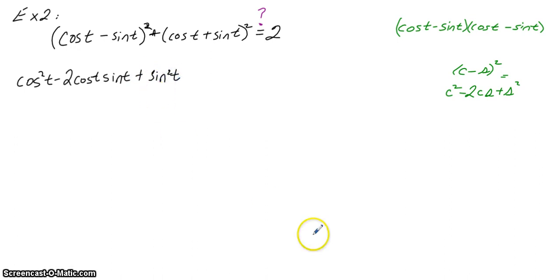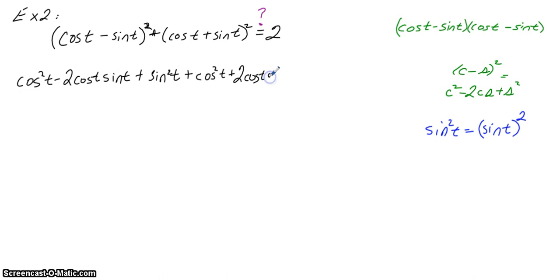squared. Again, just as a reminder, this means the sine of t, whatever that value is, then squared. Just a reminder about that. And now we do the same thing here. Square cosine of t, multiply times 2, so 2 cosine t sine t, plus square sine of t, so it's sine of t squared.